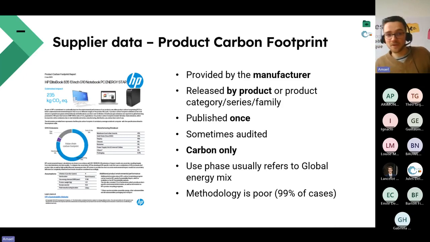The first one is supplier data. Usually suppliers' data are product carbon footprints. They are provided by the manufacturer. Those are those nice PDFs, as you have a snapshot here, released usually by product or family of products, published once when the product is released, sometimes audited, and they are for almost all of them carbon only with a very poor methodology note. So you have roughly no information on how they got to this here, 235 kilograms of CO2 equivalent. These are the PCF, the manufacturer data.